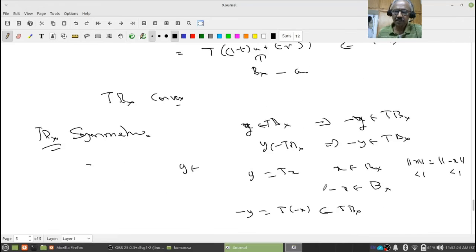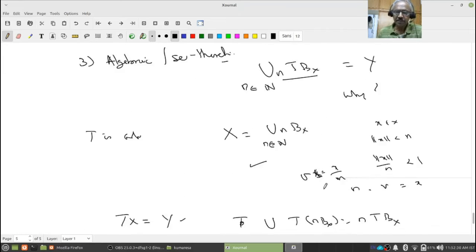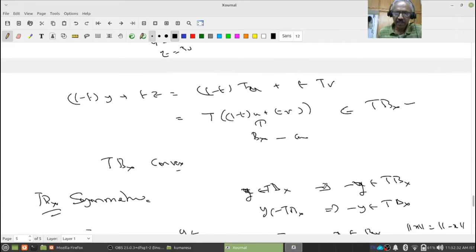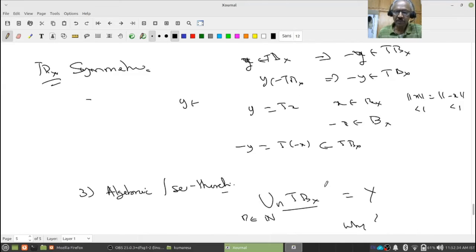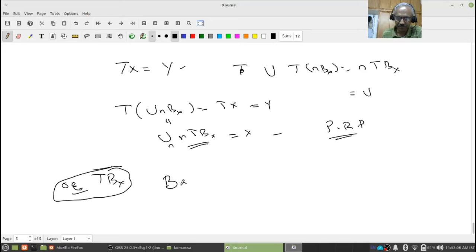These are the properties of T(B_X). So what are the properties you have learned? T(B_X) is symmetric and it is convex, and the union of n times T(B_X), as n varies over natural numbers, is all of Y. Now what is it that we wanted to claim? We wanted to claim T(B_X) has 0 as an interior point, but you want to claim only for the closure. That is, 0 is an interior point of the closure of T(B_X). Where does the closure come in? That is where Baire's theorem comes.